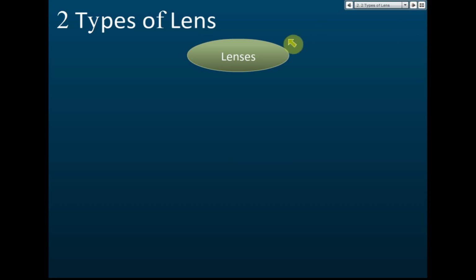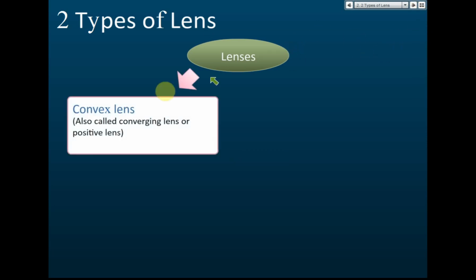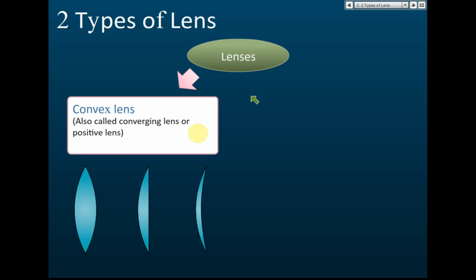Lenses. There are two types of lenses. The convex lens. This is a convex lens. A convex lens is also called the converging lens or the positive lens. It's called a positive lens because its power is always positive, so therefore it's called a positive lens.